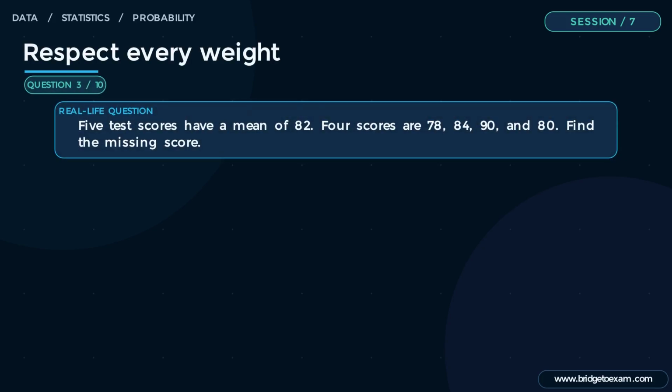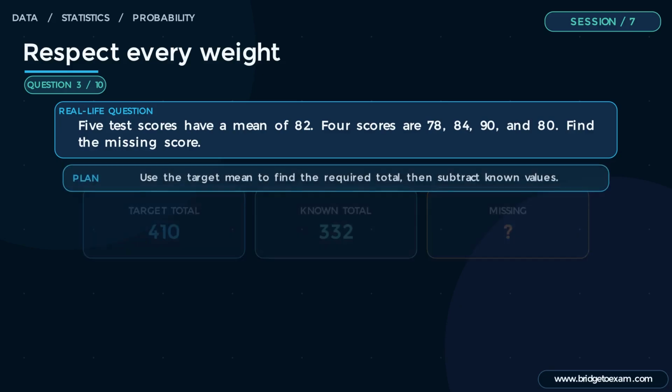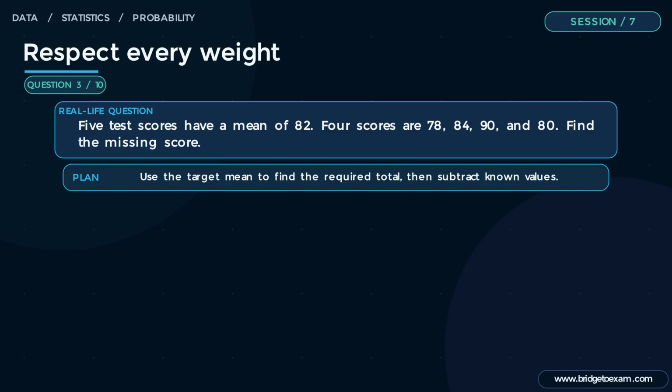Example 3. 5 test scores have a mean of 82. 4 scores are 78, 84, 90, and 80. Find the missing score. The key quantities are organized before the arithmetic begins. Plan: use the target mean to find the required total, then subtract known values.